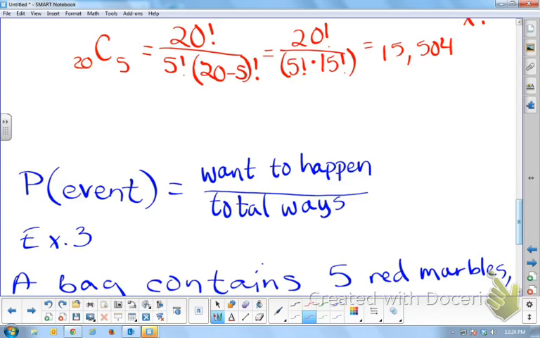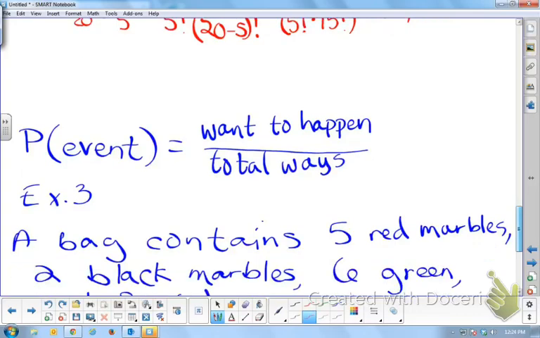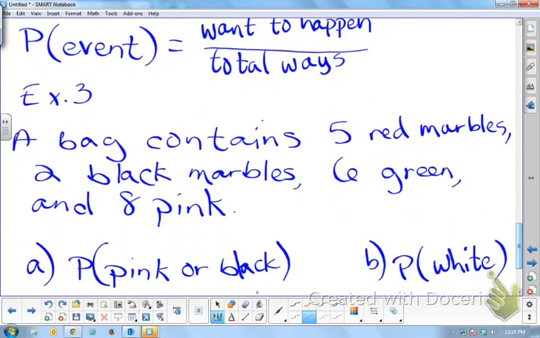So here's our last example. A bag contains 5 red marbles, 2 black marbles, 6 green marbles, and 8 pink marbles. So I gave a part A and a part B. We're actually solving for 2 different things. Part A, we want to find the probability that we get a pink or a black marble if we're picking 1 marble out of a bag. Part B, the probability we get a white marble if we pick 1 marble out of a bag.